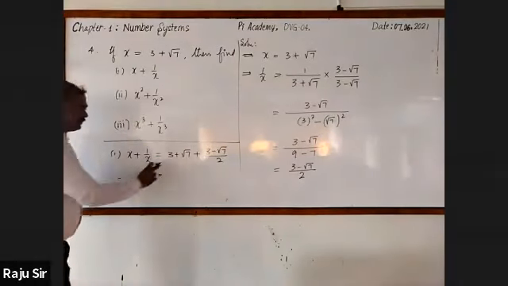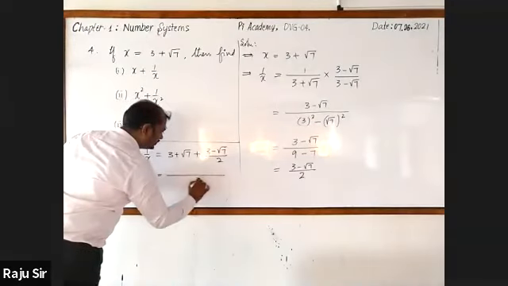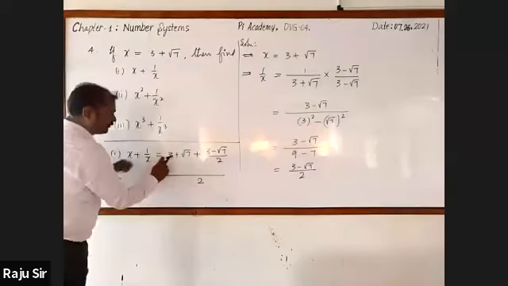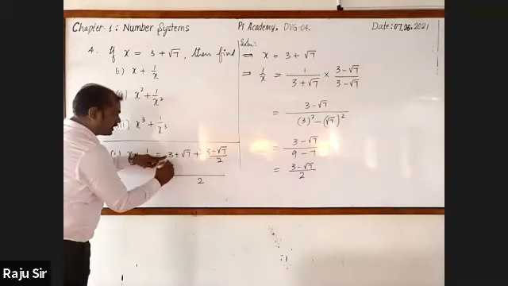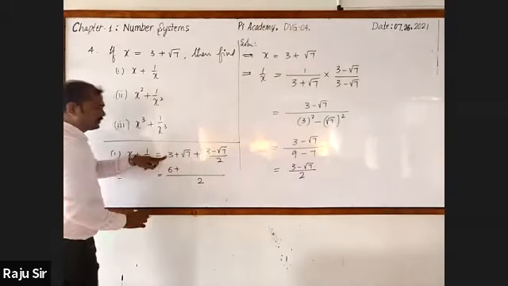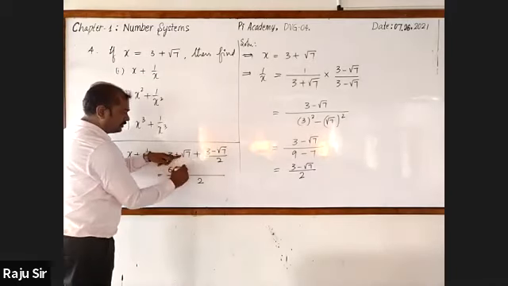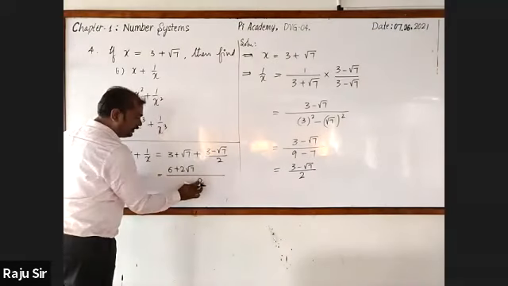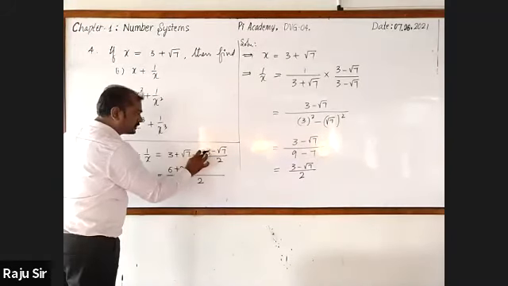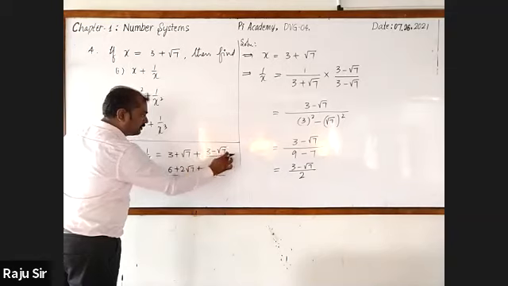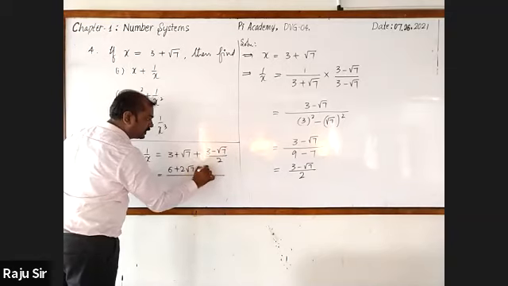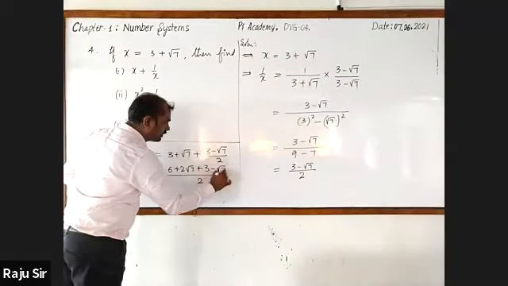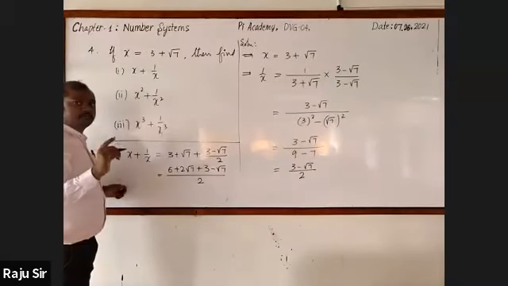Take the LCM of the denominator, it is 2. Multiply LCM with the first term: 2 threes are 6. Multiply LCM with the second term: 2 into root 7. Multiply LCM with the third term. Here 2 and 2 get cancelled. You will get 3 minus root 7. Hope that you all have understood.